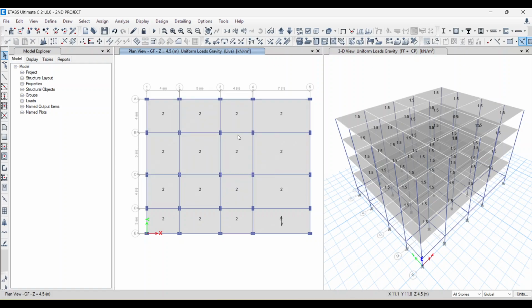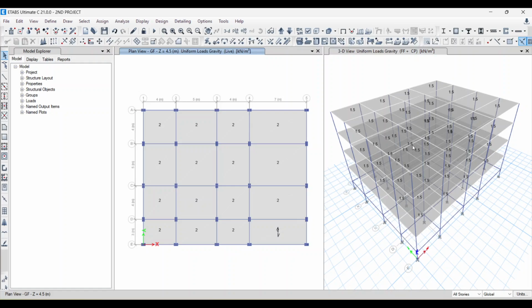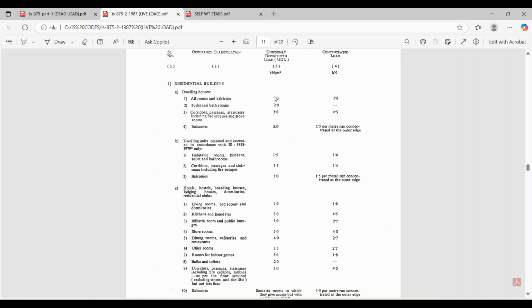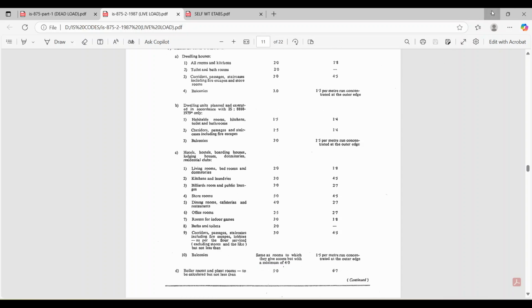Okay, so this is how we assign all the floor loads. Self-weight ETABS calculates itself. We do not need to add it. We just apply the live load and we just apply the floor finish load. So these are the main loads that come on our floors. Okay, and where you will get the value of live load, you can read the IS 875 part 2. Okay, from here you will understand what kind of load will come on different floors. Okay, you need to read the IS.